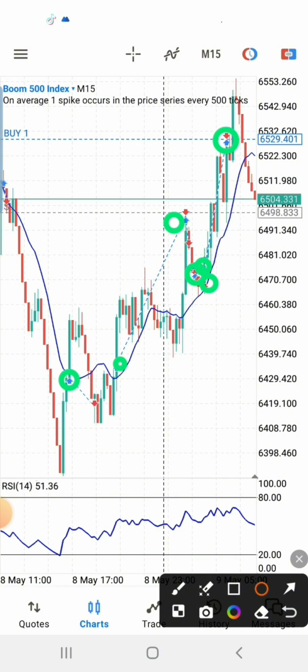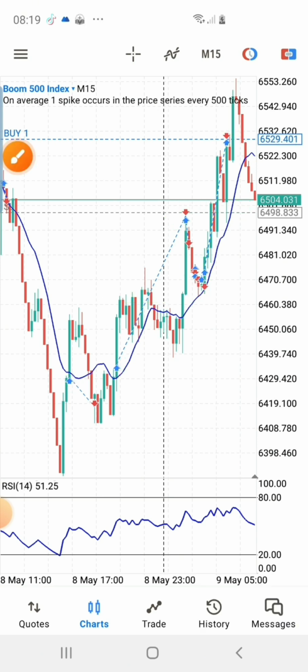So once the price is above my moving average, I will now apply the flip zone strategy for my entry. So don't miss out on this thing I'm sharing with you guys.